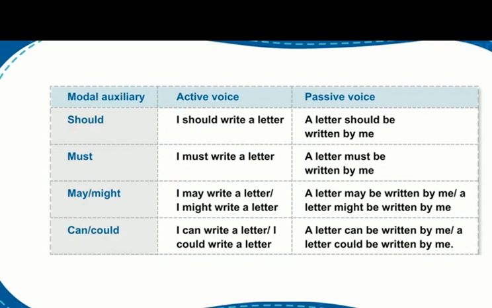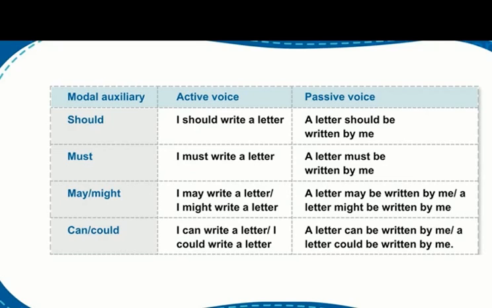Now look at the modal auxiliary verbs should, must, may or might, can or could. If these modal auxiliary verbs are used in active voice, how shall we convert into passive voice without changing the meaning or the tense? So look at the example. I should write a letter, in active voice. To convert into passive voice, we will follow the same simple basic steps as we already did. With that, we have to write the modal auxiliary verb should plus be and then verb 3.